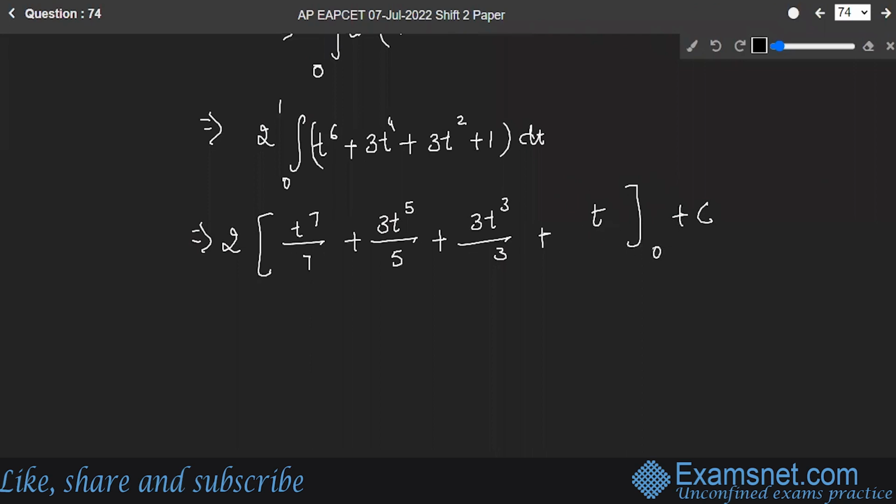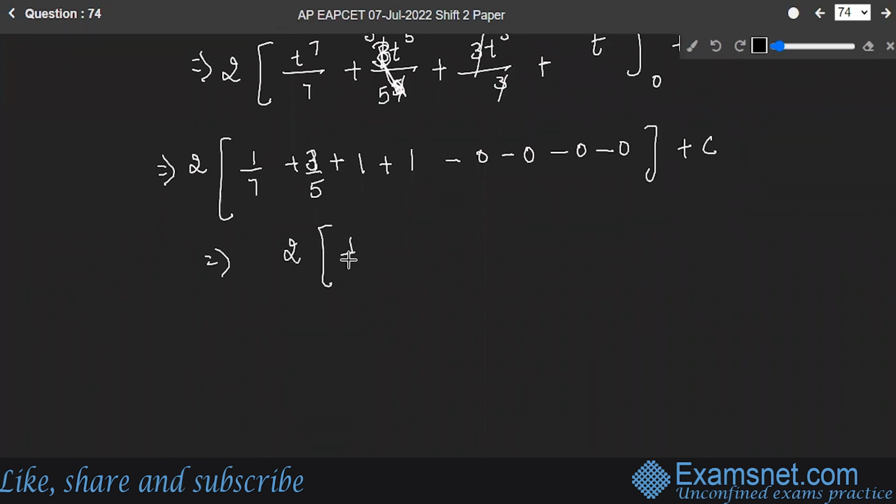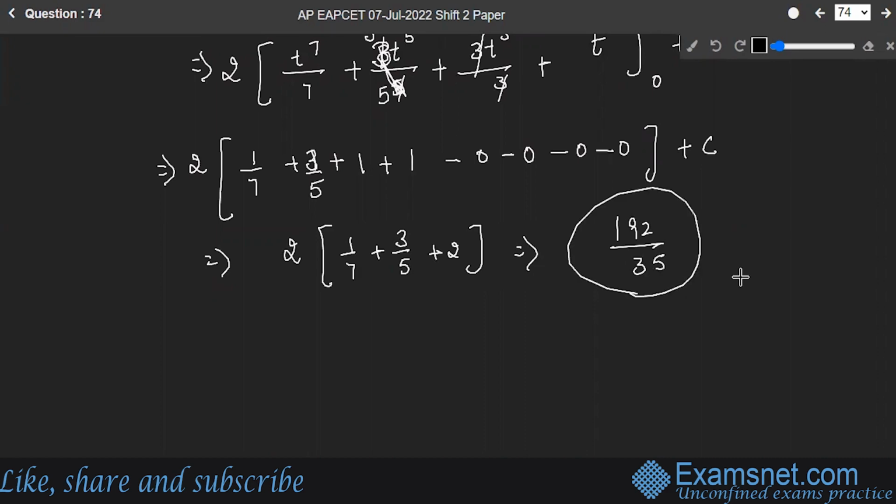So the limits were from 0 to 1. Let's put the limits from 0 to 1. So this will be 1 upon 7. Plus 1, plus 1 plus 1, minus 0, minus 0, minus 0, minus 0, plus C. Give me a minute. Sorry, I've just canceled 3 by 5, which is not possible. So it will be 3 by 5 over here. Here is 3 and here is 5. Correct? So this will give me 2 times 1 by 7 plus 3 by 5 plus 2, which on solving will give me 192 upon 35. So this is the correct answer to the question.